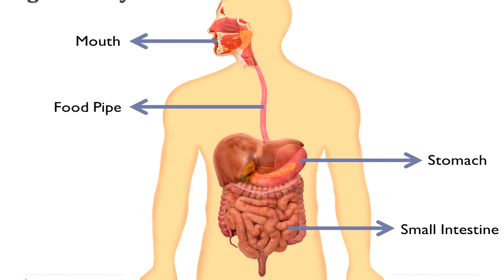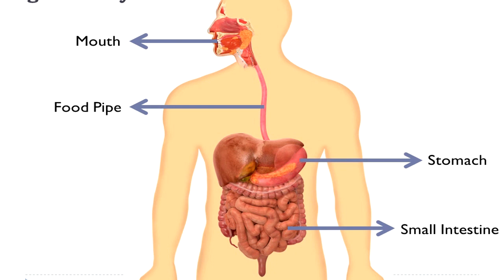The inner walls of the small intestine produce certain juices. Other organs such as liver and pancreas also produce juices which are poured into the small intestine. The food mixes with these juices and is completely digested. The digested food is now in a simple soluble form. It is absorbed into the blood through the walls of the small intestine. The blood then carries the digested food to all the parts of the body. This digested food is used to produce energy.